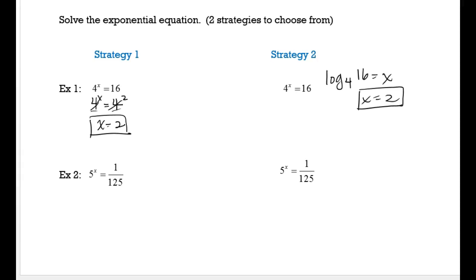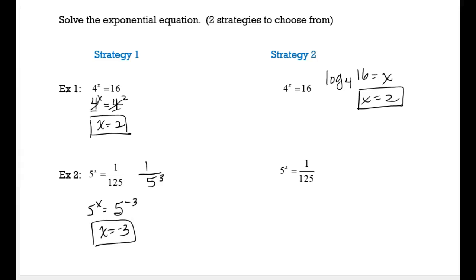All right, so number 2, let's do the same thing. We're going to rewrite this with the same base. So 5 to the x. Now, hopefully you know that 125 is 5 to the third. So I can rewrite this as 5 to the negative 3 power. So x is equal to negative 3.